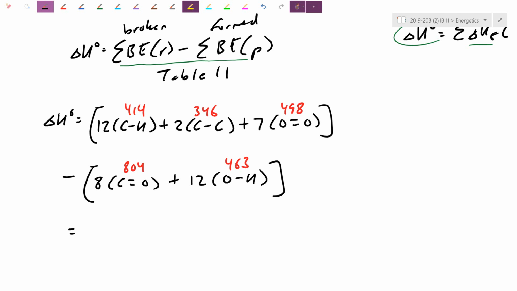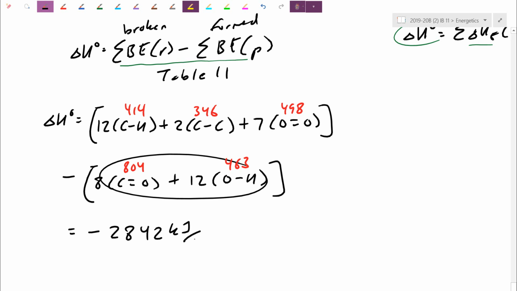And then we're going to minus off. Careful, this minus here distributes in. So either type this in directly first and then minus it, or minus this term and then minus another term. So just simple math there. Minus 8 times 804, minus 12 times 463. And what I'm getting here is negative 2842.